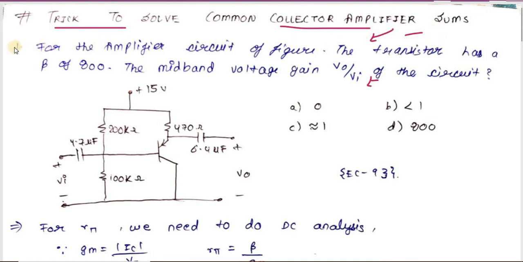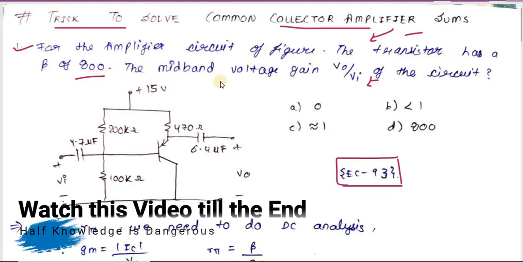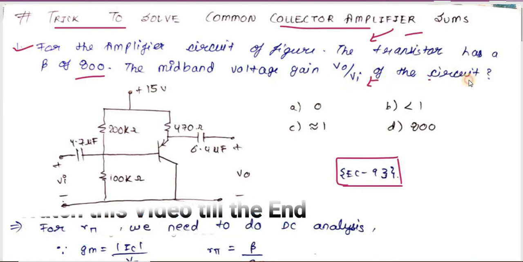So let's start with the very first sum. This sum is from EC 1993. Yes, I know this is very old, but it is very helpful for understanding the concepts. The sum is: for the amplifier circuit of the figure, the transistor has a beta of 800. The mid-band voltage gain VO by VI of the circuit we have to find out.